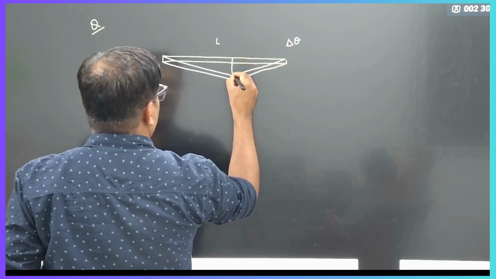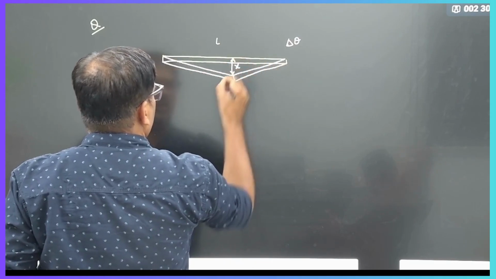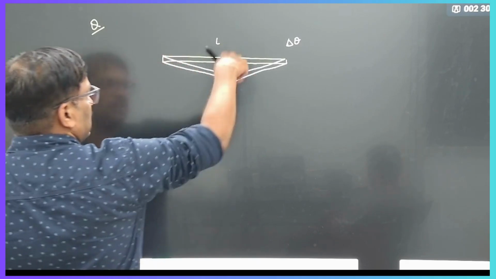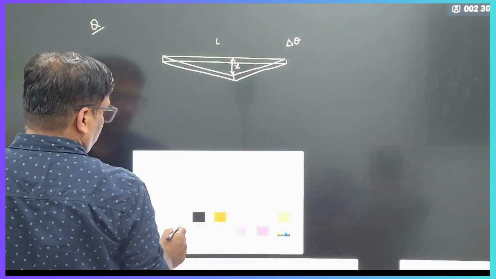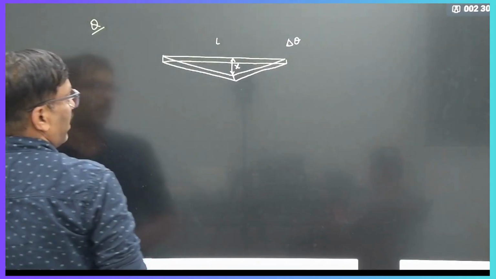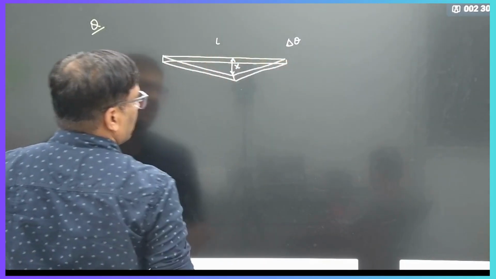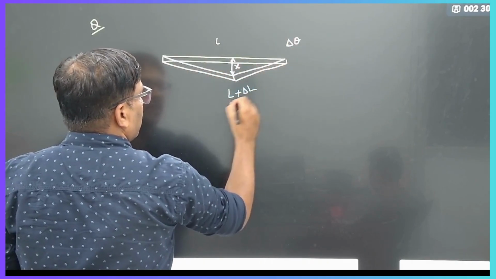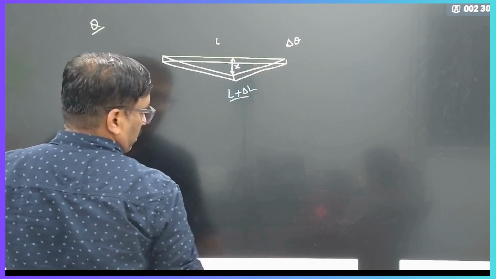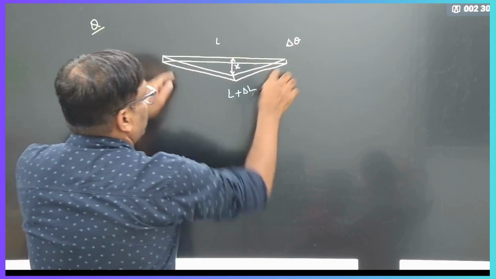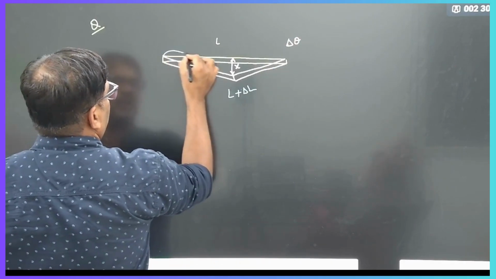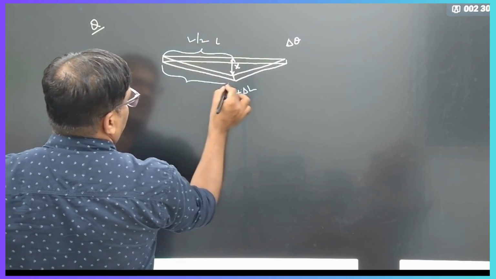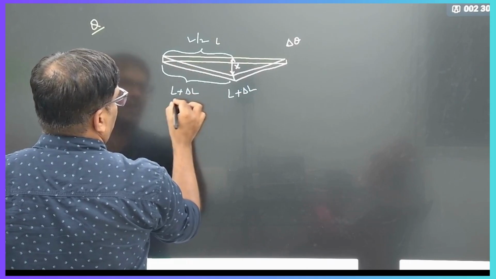We want to calculate this distance x, at the middle, where it is formed at the bending. The total length originally is L. After the temperature rise it is L plus delta L. So from here to here it is L by 2, and from here to here it will be L plus delta L by 2.